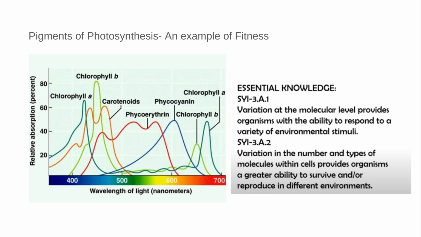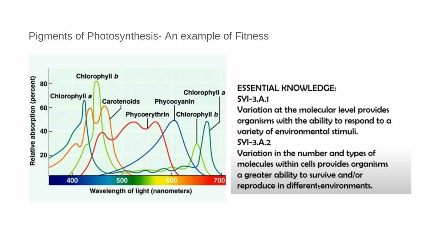So here in this case, we have a system where we are able to absorb different wavelengths of light. So even if you have a lack of availability of one wavelength of light, you still have other molecules that can capture the other wavelengths of light. Or in other words, it makes it more efficient. If you have multiple wavelengths of light that you can capture by different molecules, then you are able to survive in different environments with more efficiency. So that is one of the concepts of fitness, which is to say that variation in the number and types of molecules within cells provide organisms a greater ability to survive and or reproduce in different environments.